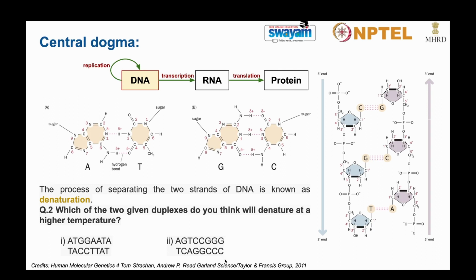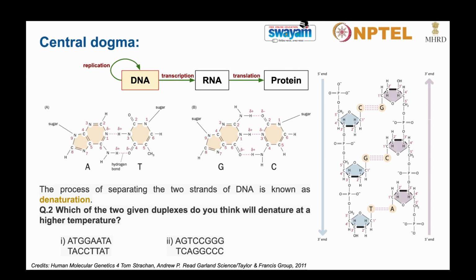So what happens if the same temperature is applied to both? Will the AT content of both go, or only the GC content will remain? These two strands are joined together, so denaturation means complete separation. It doesn't mean that it will separate from the middle.